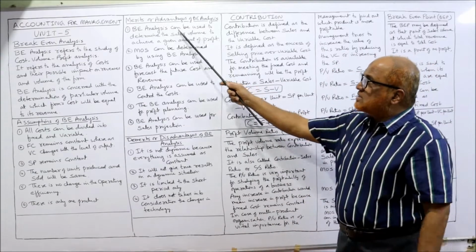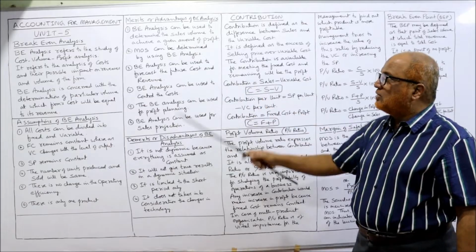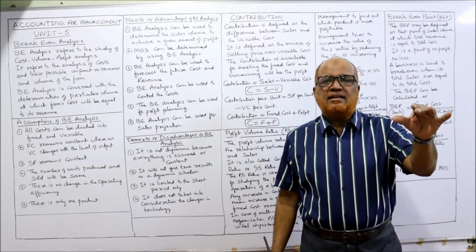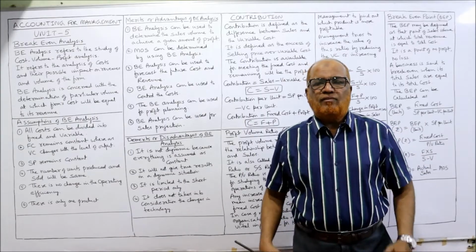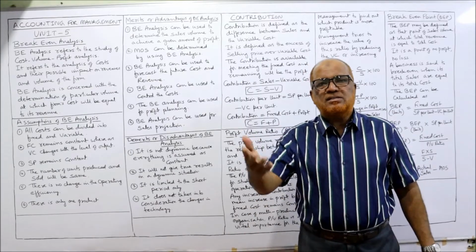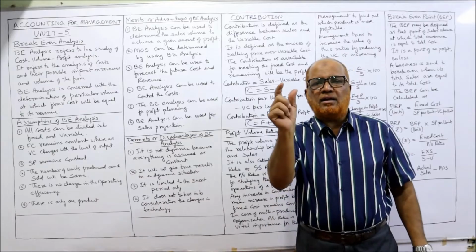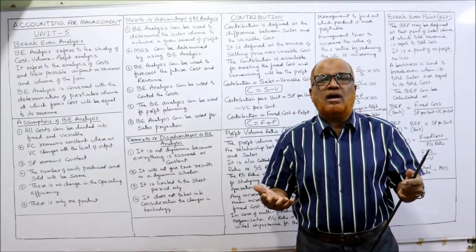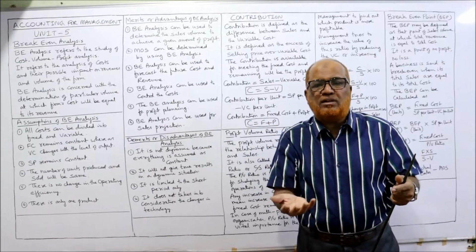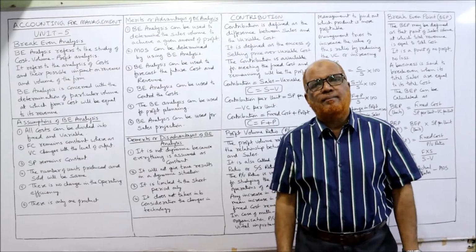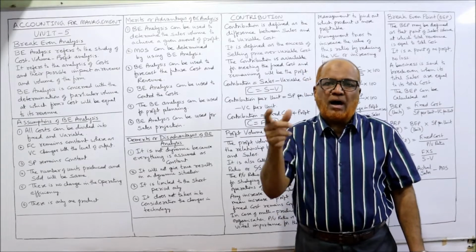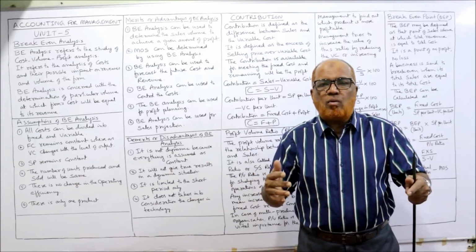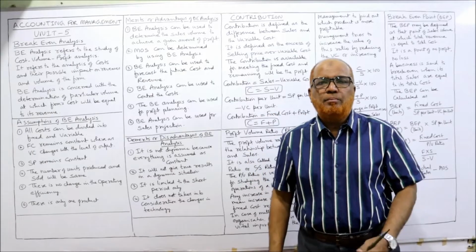First one, break-even analysis can be used to determine the sales volume to achieve a given amount of profit. Normally, management will set a target profit. For example, management will say, next year we want to earn a target profit of 10 lakh rupees. So how much sales we have to conduct in order to achieve the target profit of rupees 10 lakh? So this question can be answered by applying break-even analysis. How much sales is required to attain a given profit?